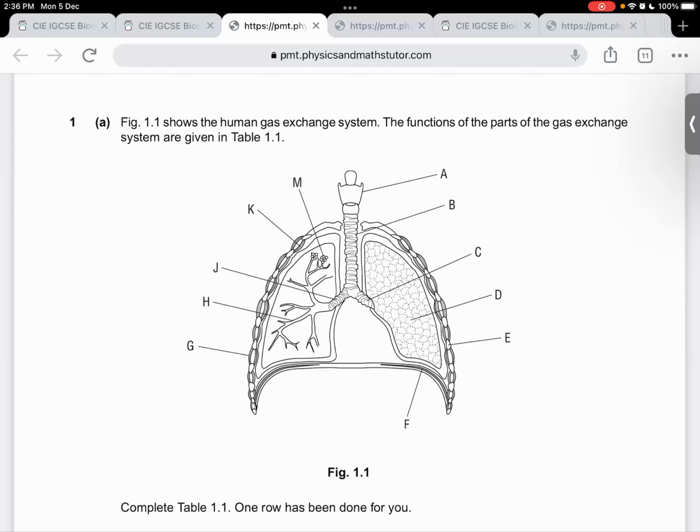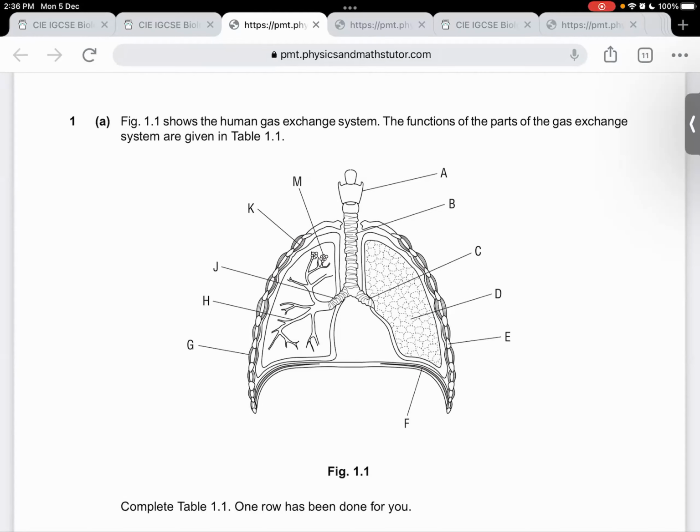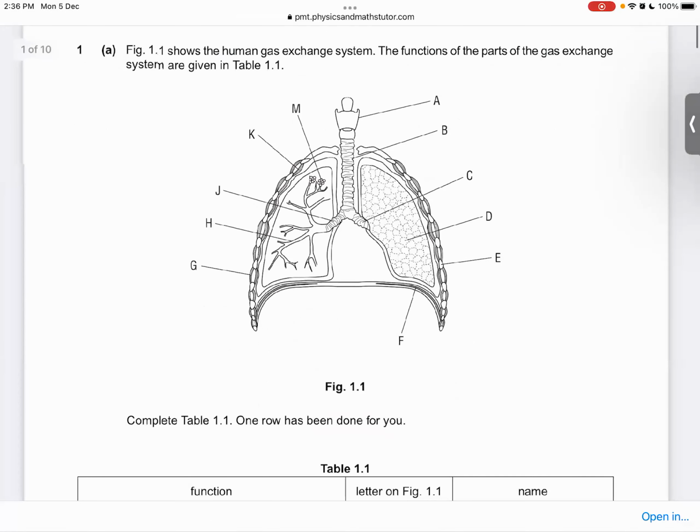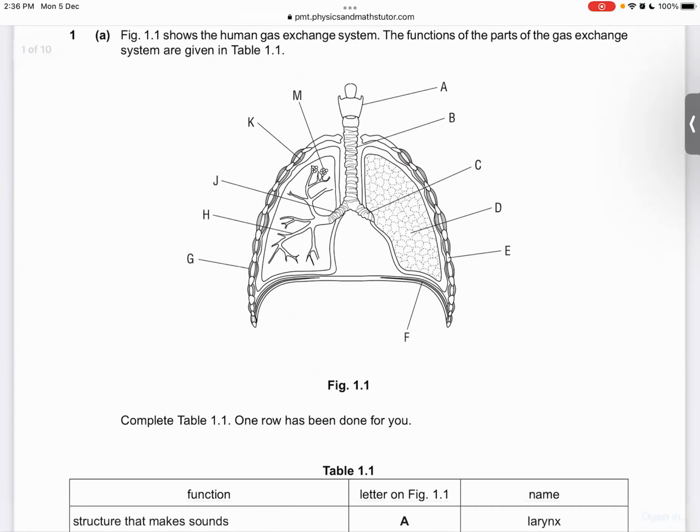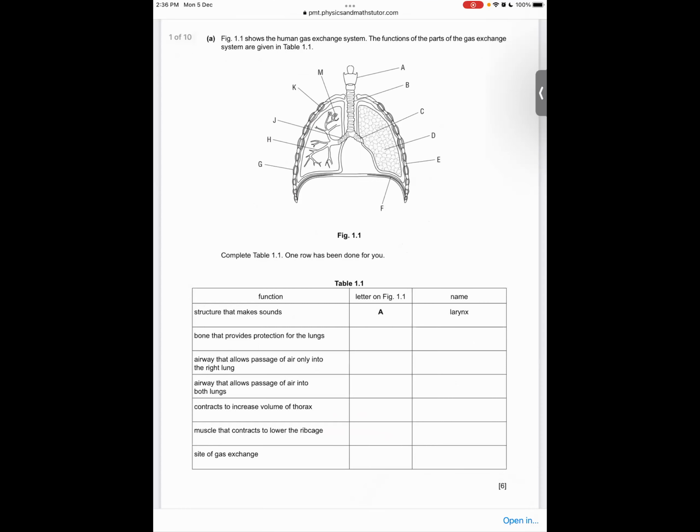Okay, so we are revising questions on past papers from the chapter gas exchange. Right now you can see a question in front of you in which different parts of the gas exchange system have been labeled, and you have to complete Table 1.1. One row has been done for you. I am just going to hold the questions like this and very quickly, we'll do it together.